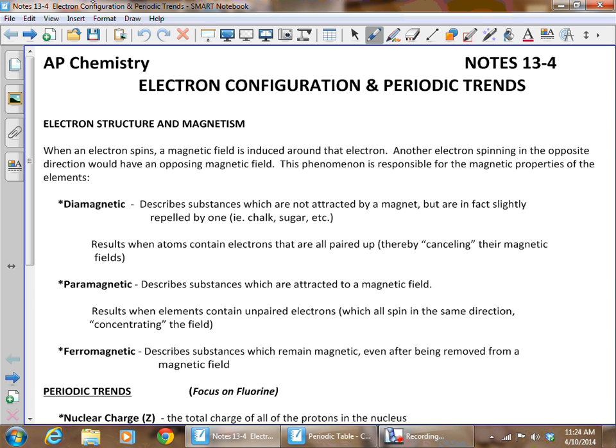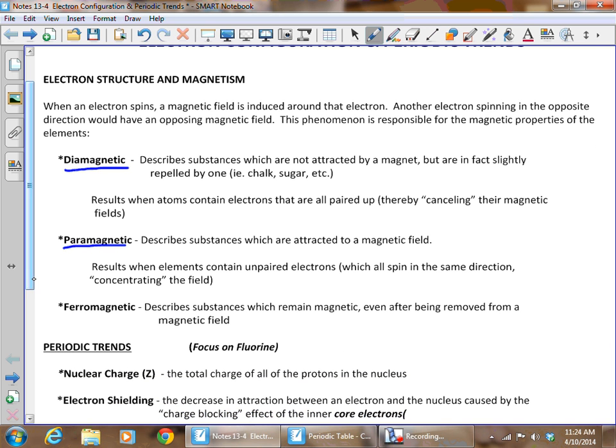We've got diamagnetic and paramagnetic. Diamagnetic simply means that the substances are not attracted by a magnet, they're kind of repelled by them a little bit. And paramagnetic substances are ones that are attracted to a magnetic field. And it has to do with these regions of spinning electrons in the elements. If you can have regions where those electrons are all spinning in the same direction, you can think of it as concentrating the field, so you get a magnetic substance.